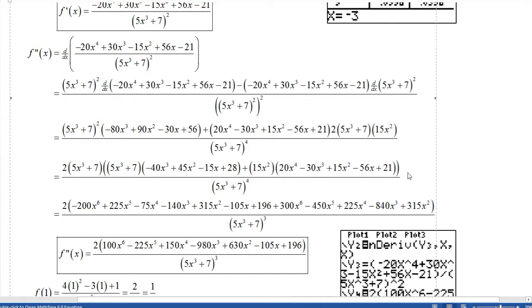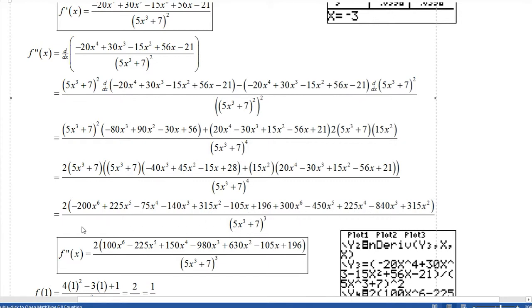Over here, I just distribute the 15x squared. So 15x squared times 20x to the 4th is 300x to the 6th. And then I have 15x squared times negative 30x cubed is negative 450x to the 5th. 15x squared times 15x squared is 225x to the 4th. 15x squared times negative 56x is negative 840x cubed. And 15x squared times 21 is 315x squared.